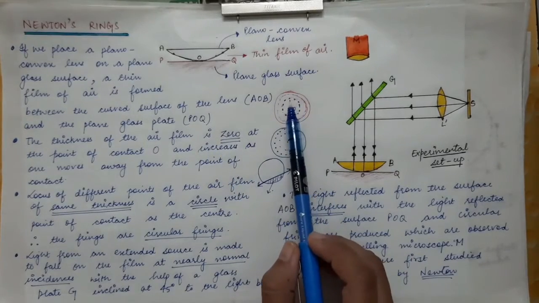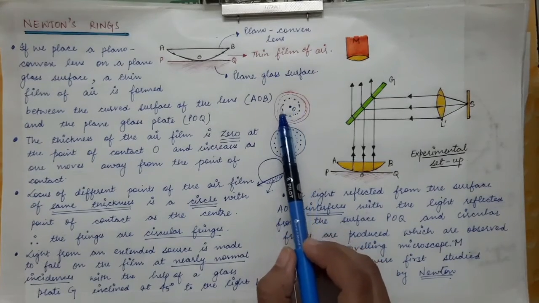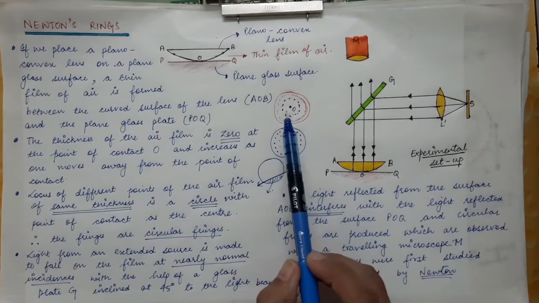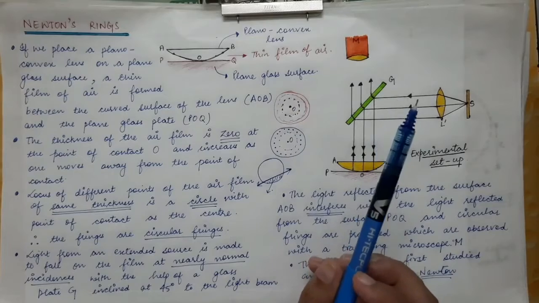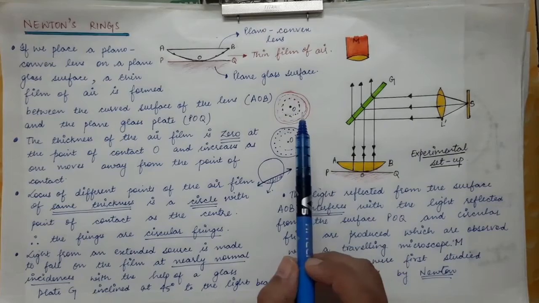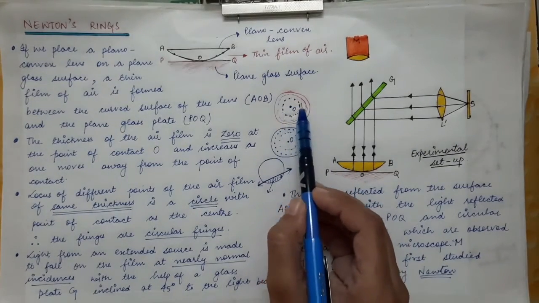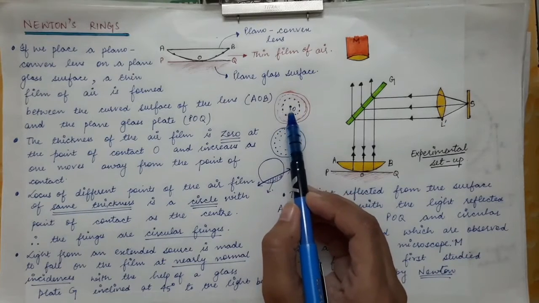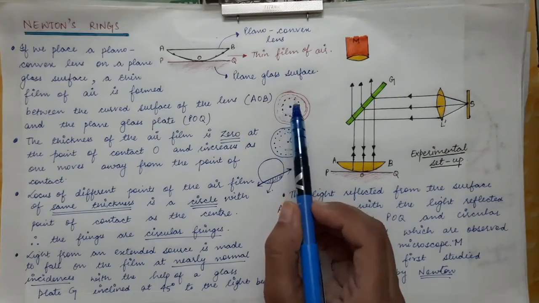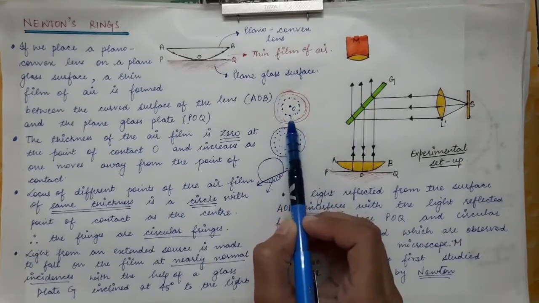Therefore, the lights which are getting reflected from these points will also have the same optical path difference, because optical path difference is equal to 2 mu t cos r, and cos r is equal to 1 for normal incidence. So the thickness of the film is the same only for the points which are lying on the circle with capital O as its center. So in the 2 mu t expression, t is also constant for only these points.